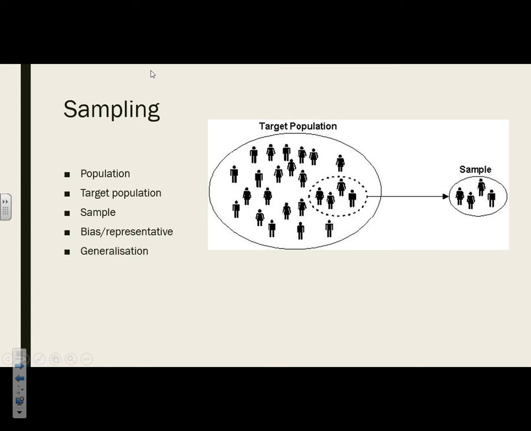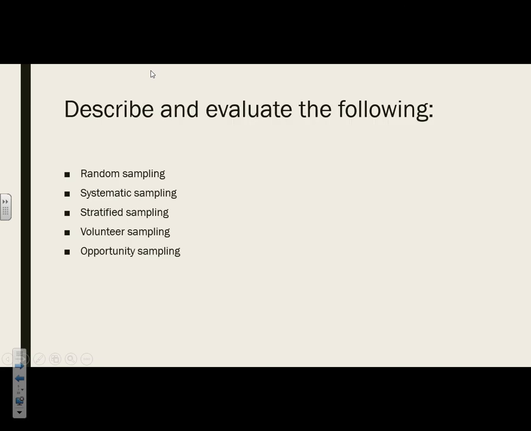And then generalisable. Well, if it's biased, you can't generalise it. If it's representative, then you can generalise it. You can apply it to everybody within the target population. Okay, describe and evaluate the following: random sampling, systematic, stratified, volunteer, and opportunity.